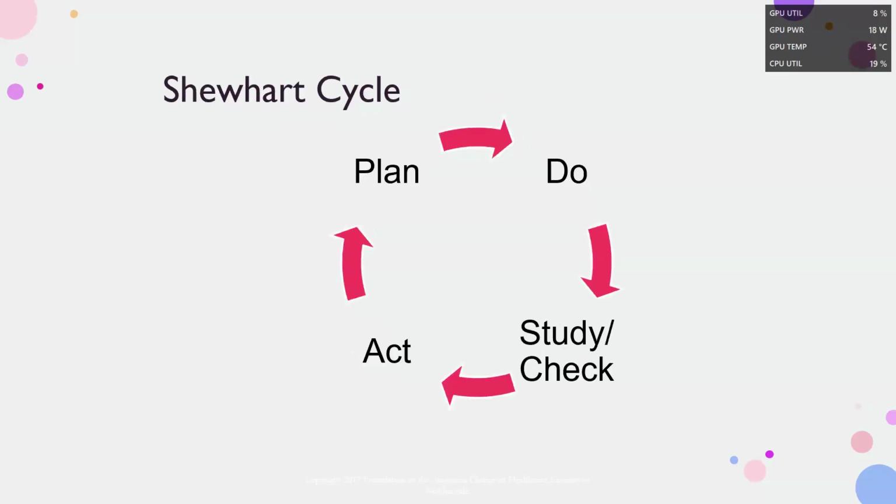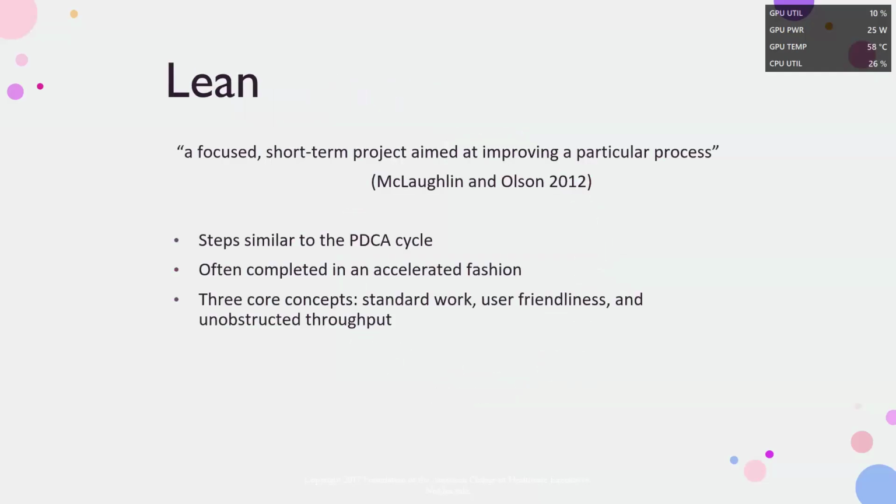And the difference between these two is they were developed by different groups in different countries at different times. But they show us that commonality of the idea that we need to have a plan. We need to collect information. We need to make change. And so Lean, I often partner it with Six Sigma, and I say Lean Six Sigma. Lean is defined as a focused short-term project aimed at improving a particular process. So we follow those steps in the PDCA cycle, but pretty closely. But the idea is the tools, standardizing work, creating a customer-focused user friendliness, and unobstructive throughput.